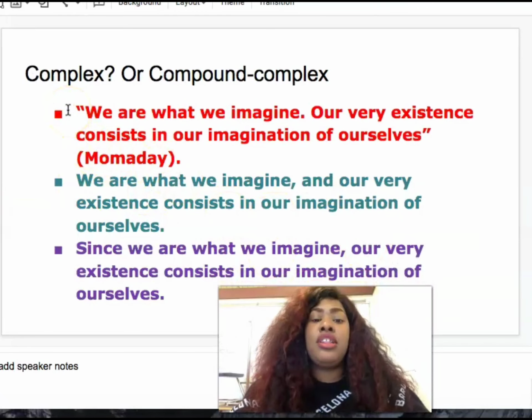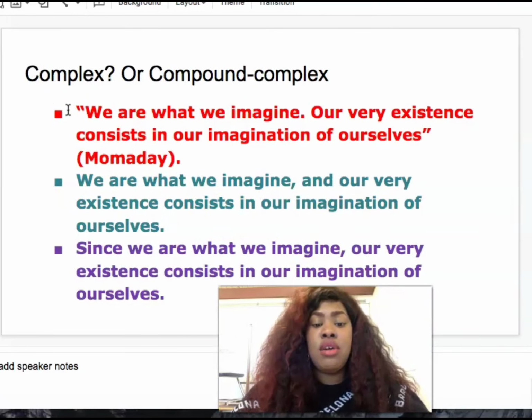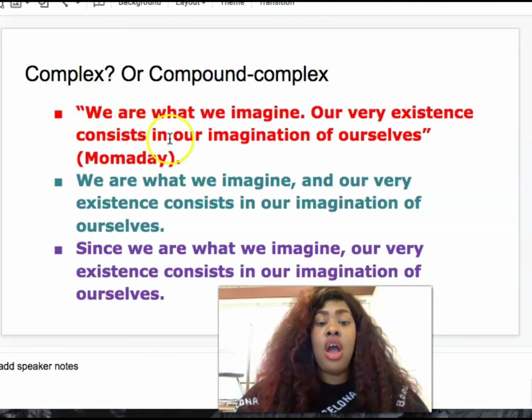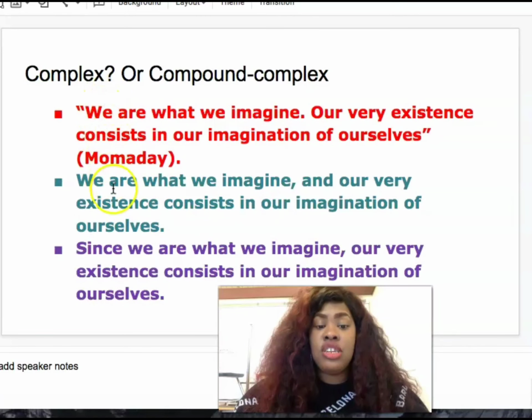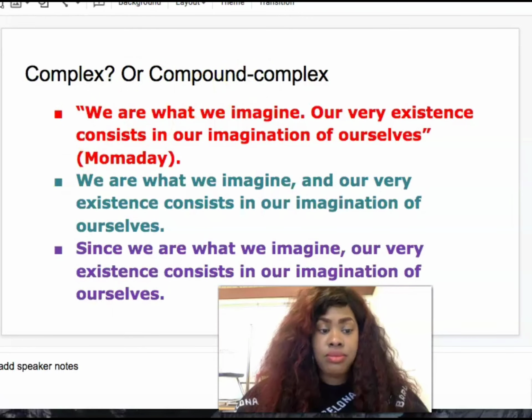I want us to look at these sentences. Can you tell me if these sentences are complex or if they are compound complex? And you will need to look at the definitions of what a compound complex or complex sentence is so that you can distinguish the difference between the two. So which sentence is complex? Which sentence is compound complex according to the definitions?